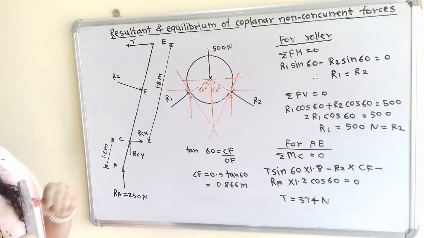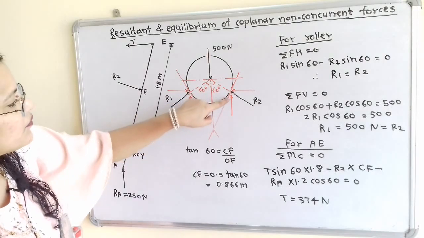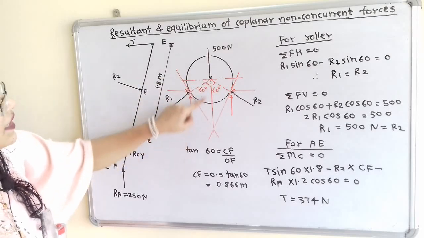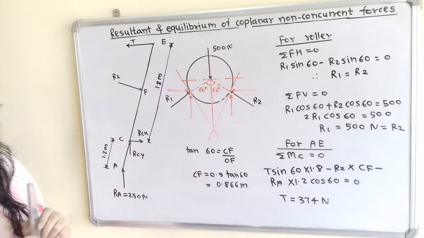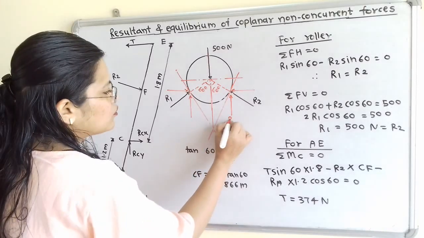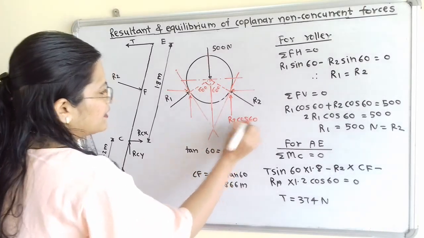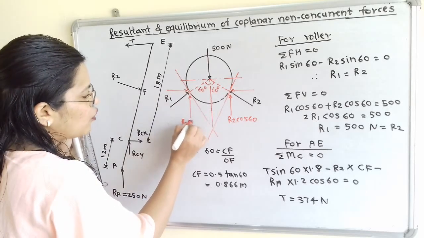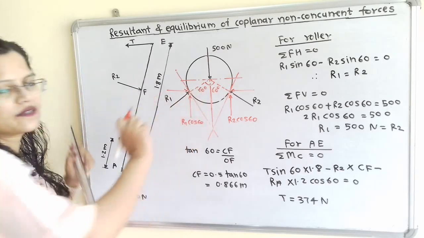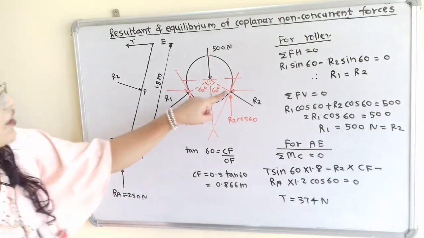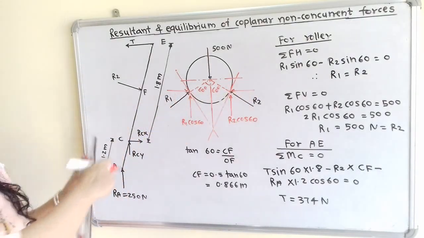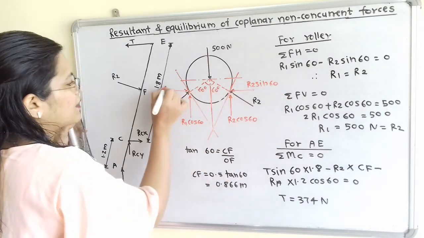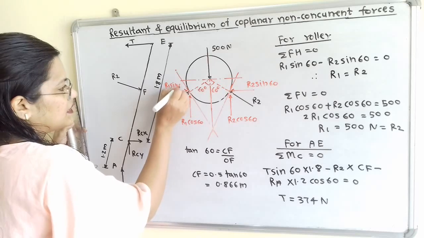Now how to decide its value? So if we observe, this vertical component is parallel to this vertical line, and this vertical line is nearby to angle 60 degree. So its value is R2 cos of 60. And for this R1 vertical component also, it is R1 cos of 60, because it is nearby to angle 60 degree. And now for horizontal component we have to show R2 sine of 60, and here R1 sine of 60.